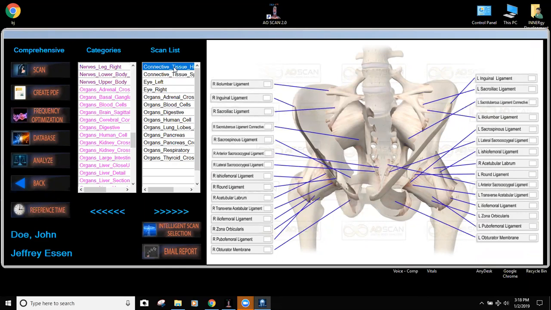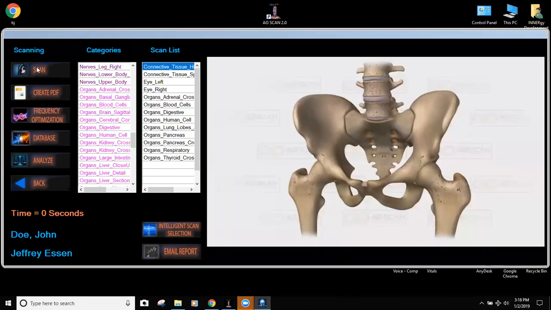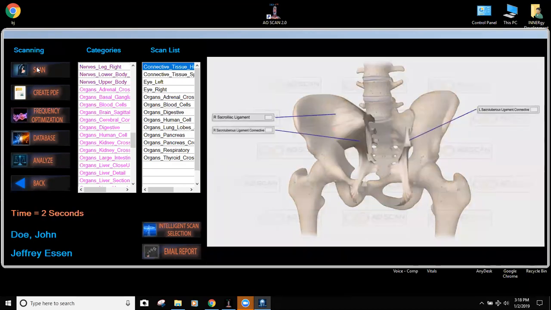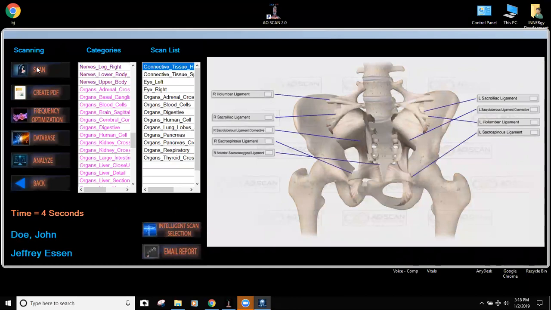So once you've selected your set of, here's what I want to take a look at: connective tissue, couple in spine and hips, eyes, adrenals, blood cells, digestive, human cells, lungs, pancreas again, respiratory system, and thyroid. That's plenty to work with for now. We now hit scan. Again, the client's going to have the headphones on. They're going to hear what I call the wub wub sound, and it's just going to scan through.